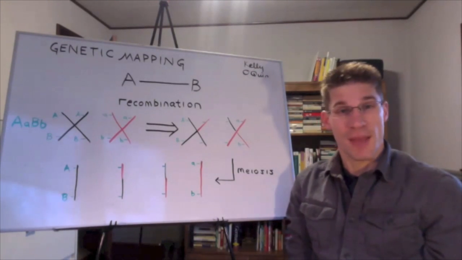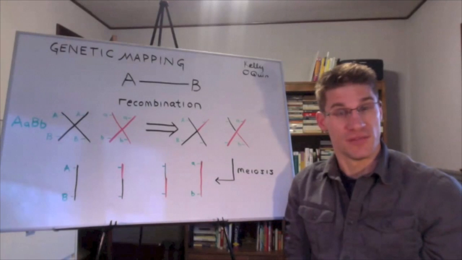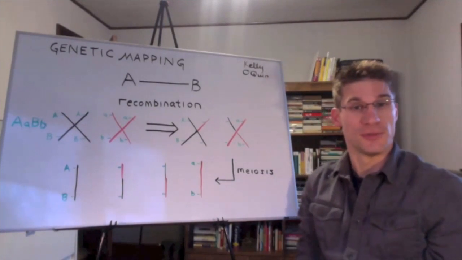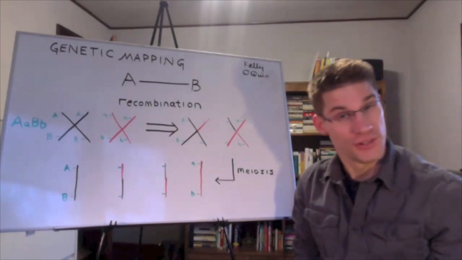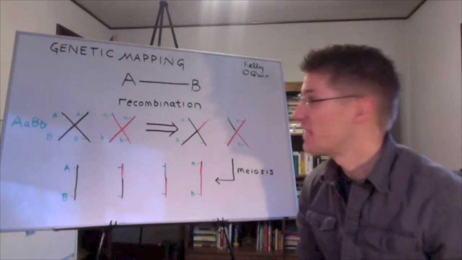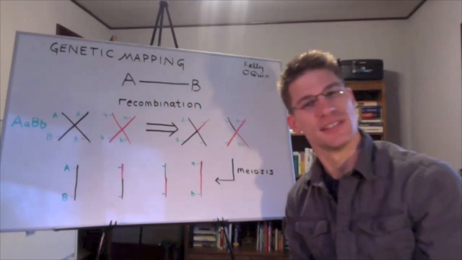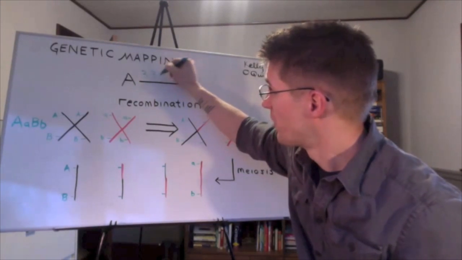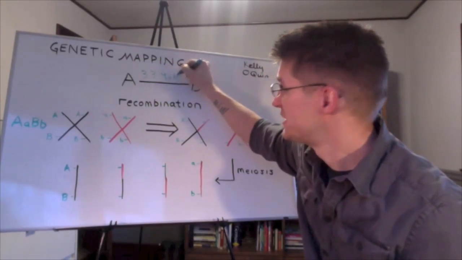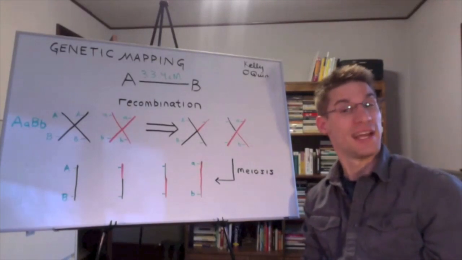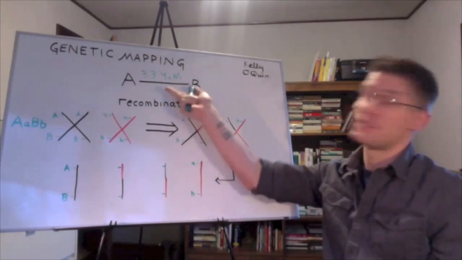So a genetic map is simply a representation of the order and distance of genes along a chromosome. At its simplest level, this is a genetic map. A, then B, and then we'd also provide an estimate of the distance between them, say 33.4 centimorgans.